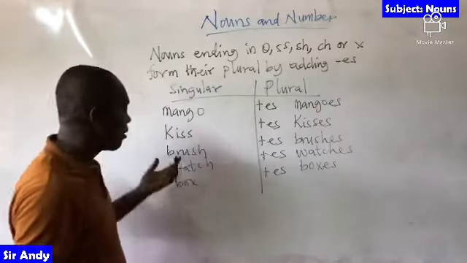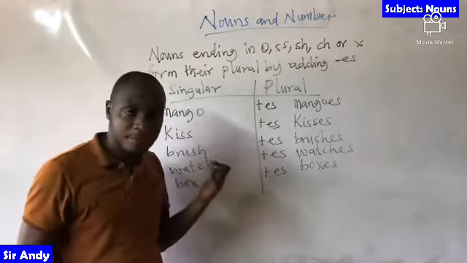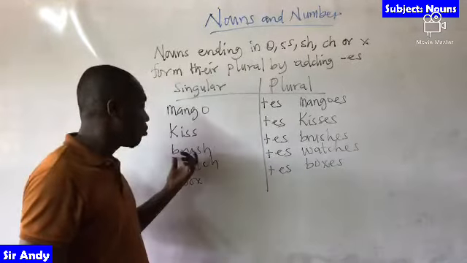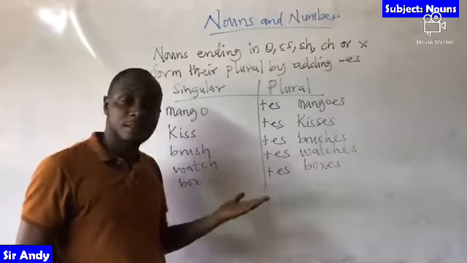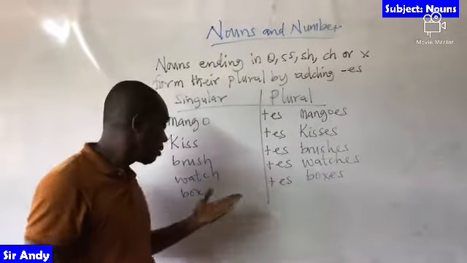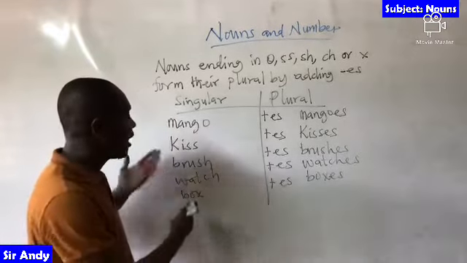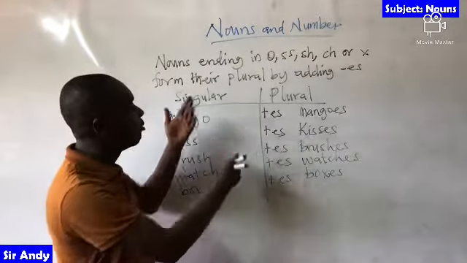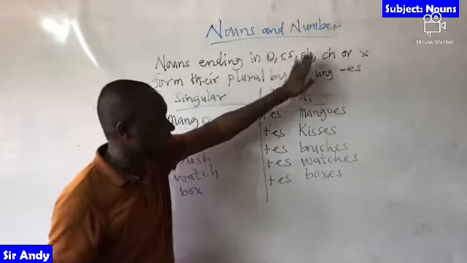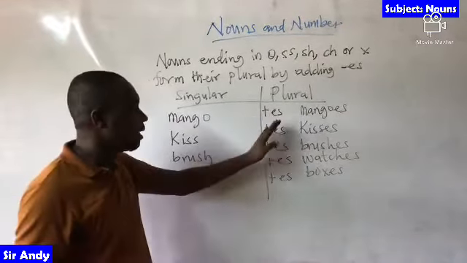Mangoes. And then we have kiss. If you add ES to it, it becomes kisses. Brush becomes brushes. Watch becomes watches. Box becomes boxes. So this is how words ending with these sounds take their plural forms. You add ES to them.